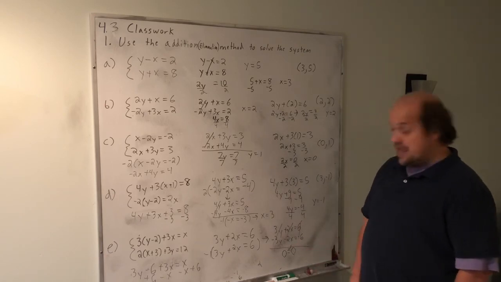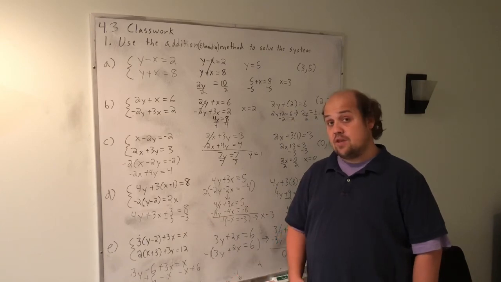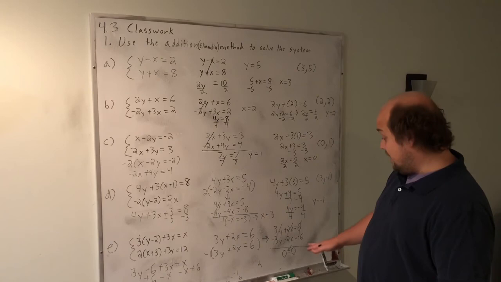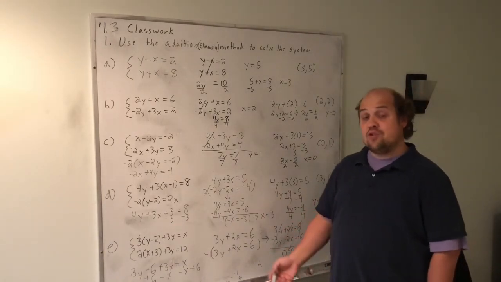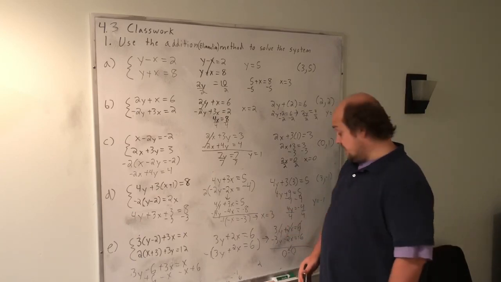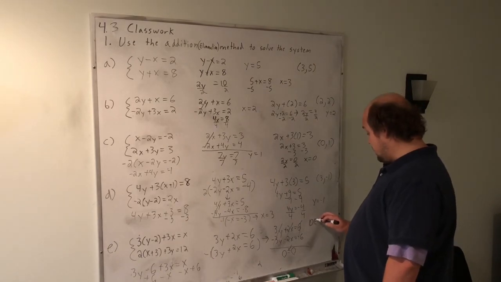That's a true statement. When we're doing either the substitution method or the addition elimination method, and our variables knock out of the equation like they did here, when both variables are gone, a true statement means dependent, a false statement means inconsistent. In this case, 0 equals 0 is true, so I would write dependent.